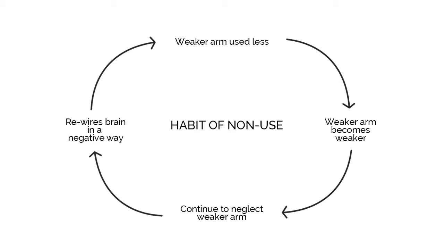Continually neglecting the weaker arm also rewires the brain in a negative way. As connections between the brain and weaker arm are less frequently used, brain signals to the weaker arm begin to weaken, leading to weaker and less precise movements of the more affected arm. For sustained recovery to happen, this damaging cycle needs to be broken.